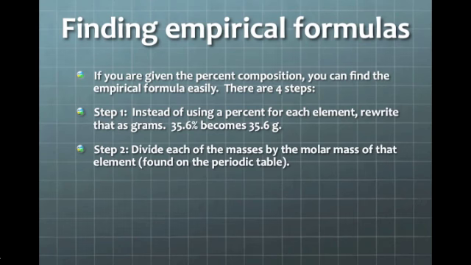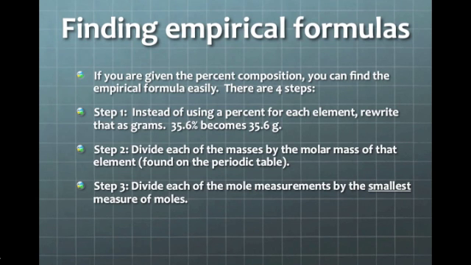Now for step 2, we're going to take each of the masses that they give us for each one of the elements, and we're going to divide by the molar mass of that element. You're going to find that on the periodic table. So for instance, if I'm given oxygen, I would go to my periodic table. Oxygen's atomic mass is 15.999. So I would divide whatever number they gave me by 15.999, and I would get the number of moles. For step 3, once I have each one of those mole measurements, I'm going to divide each one of those by the smallest measure of moles. So if I have 2 moles and 4 moles, I'm going to divide each of them by 2.